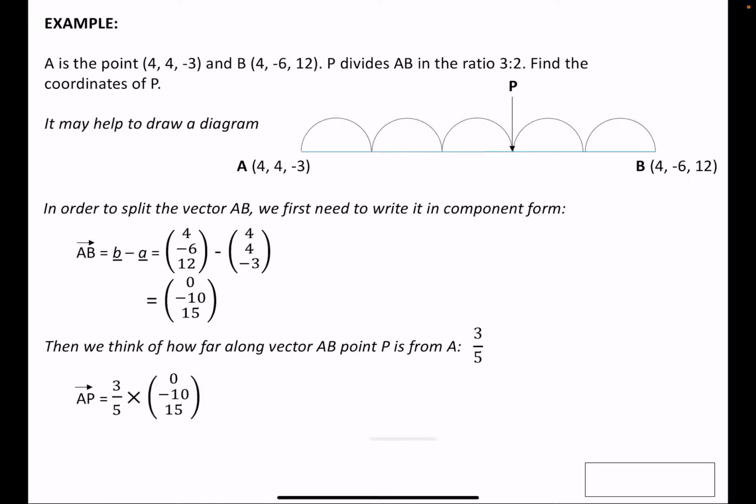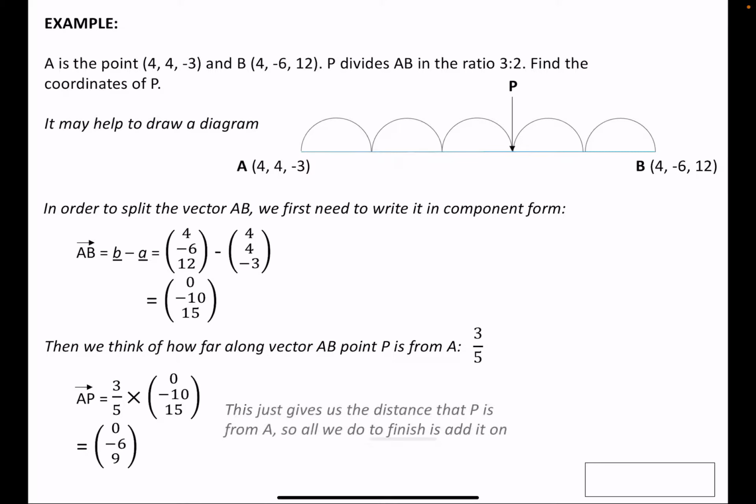So 3/5 of 0 is 0, for the first one. Minus 10, 15: divide by the bottom, times by the top. A fifth of minus 10 is minus 2, times by 3 is minus 6. A fifth of 15 is 3, times by 3 is 9. This gives us the vector AP.